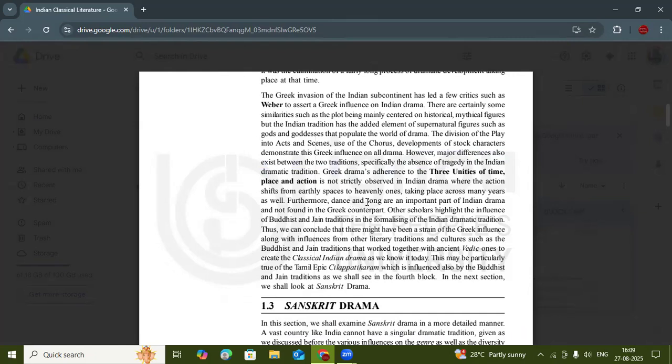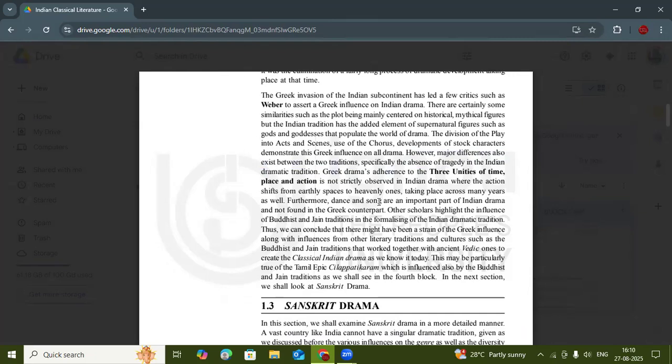Furthermore, dance and song are an important part of Indian drama, and are not found in the Greek counterpart. So in Indian drama, you will be having dance and song, but that you cannot see in the Greek drama. Who said that? Weber. So you can remember the name by remembering the word Weber. When people like Weber say that Indian drama has completely been influenced by Greek drama, you can say, no, that is not the case. So you can give all these examples.